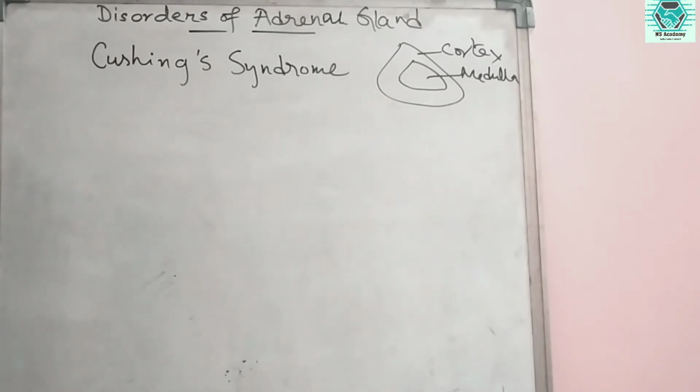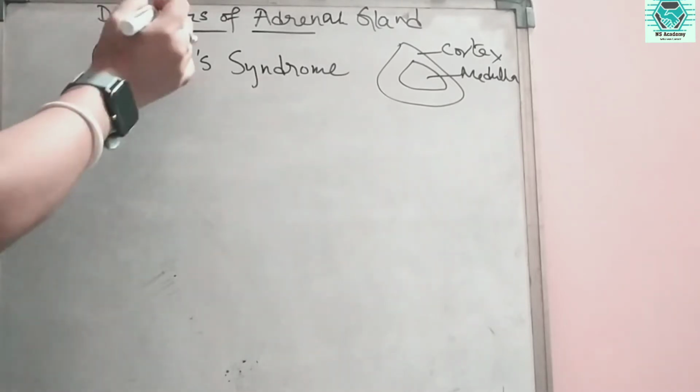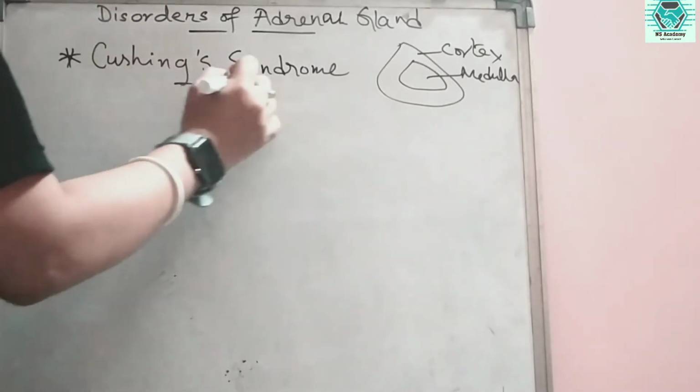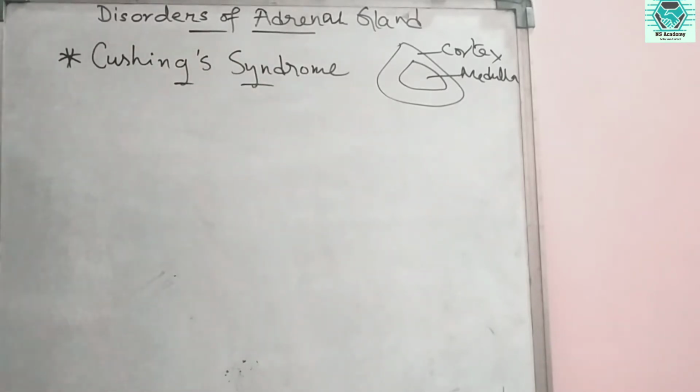So what happens if the hormones are secreted in much amount or in less amount? Today we see one of the important disorders of the adrenal gland, that is Cushing's syndrome. So what is Cushing syndrome? Cushing syndrome is characterized by excess secretion of the adrenal cortex hormones.